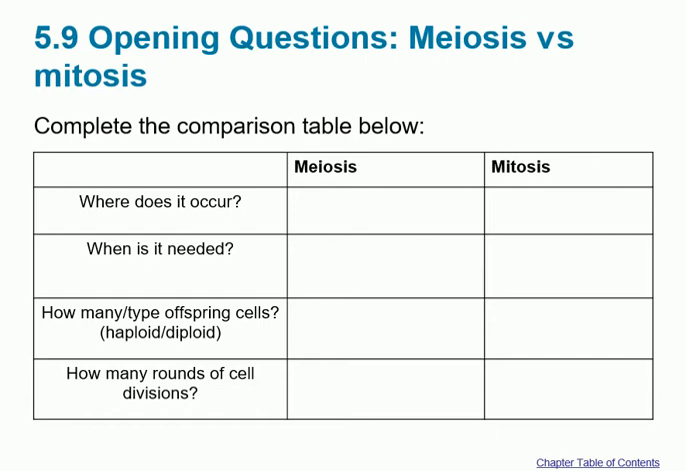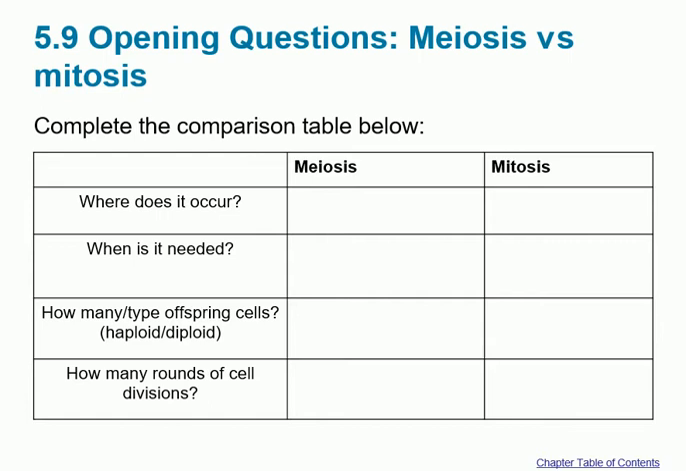Okay, if that's clear, answer this. Where does it occur? Meiosis versus mitosis. Which cells? Meiosis: sex cells, gametes. And mitosis? All the other cells, body cells, any body cells, right?